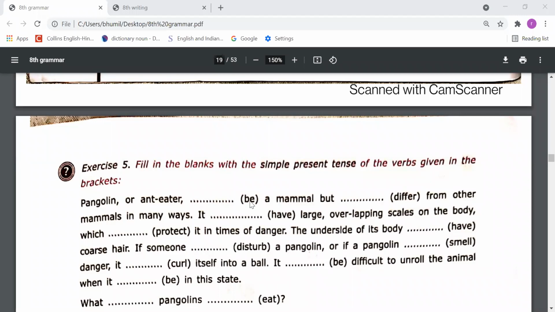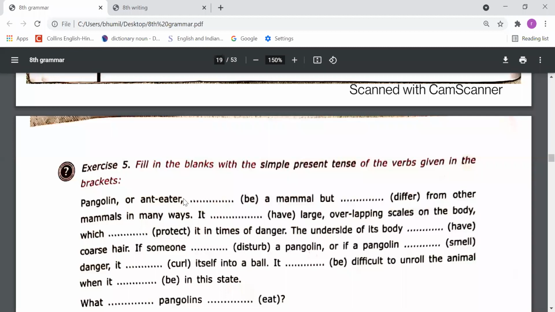Penguin or anteater, be a mammal. So the be form we need to mention, we need to say that penguin or anteater is a mammal. Is we need to use. Why we need to use is? Because we are talking about third person singular. Penguin is third person singular. For third person singular, we need to use the first form. Right? That is the first form singular, means the S or ES form. That is the first form singular form of be. So that's why we have used here is.